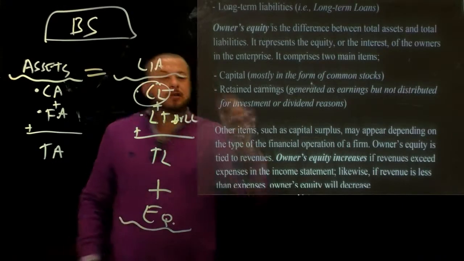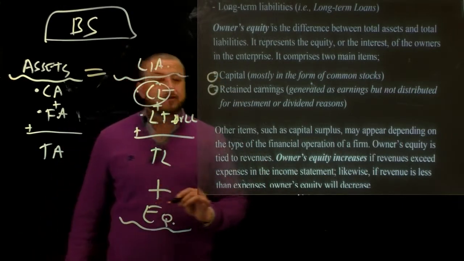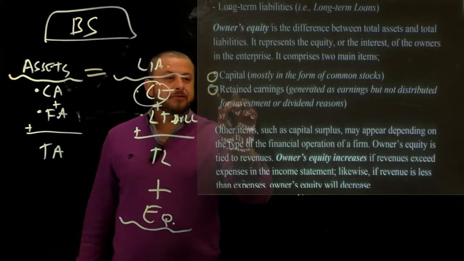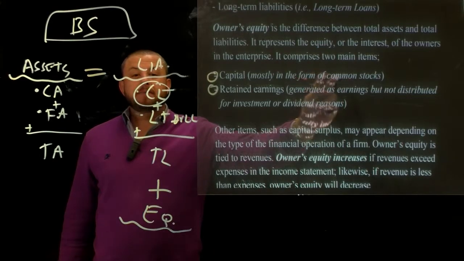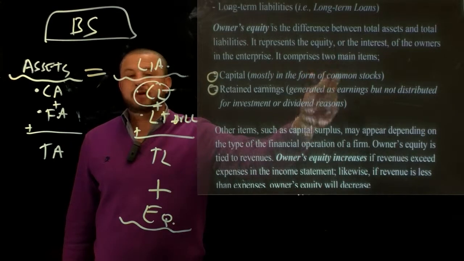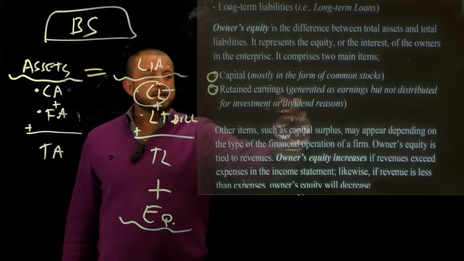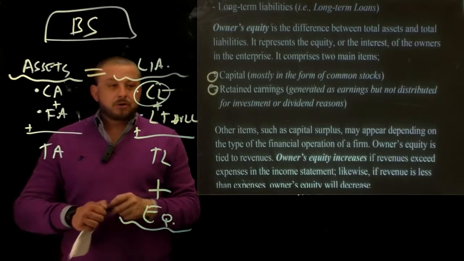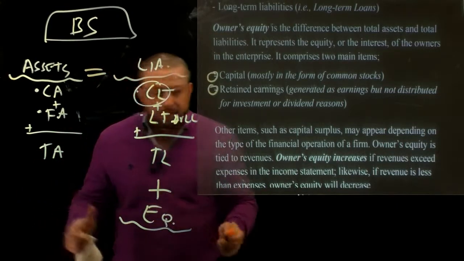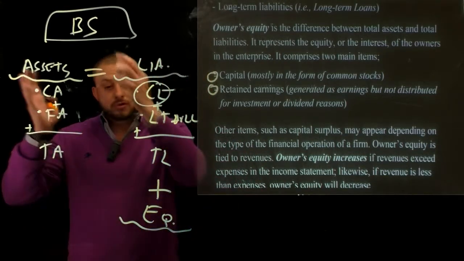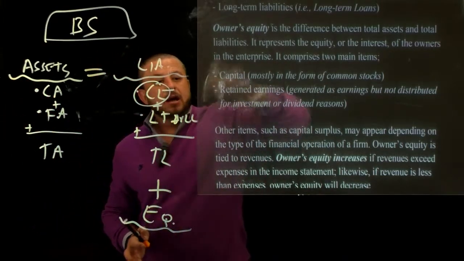And in the owner's equity, we have two major items: capital and retained earnings. Common stocks are other people's money, investors' money, the funds we raise in capital markets, in financial markets. And retained earnings are generally generated as earnings but not distributed for investments or dividend reasons, and it is transferred from the income statement.